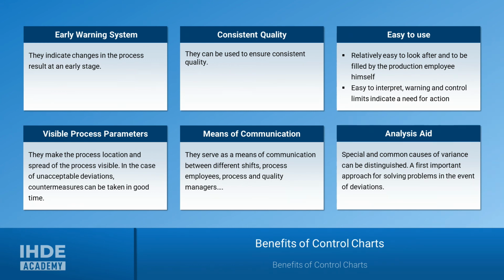Fourth, they make the process location and fluctuations in the process visible. In the event of unacceptable deviations, countermeasures can be taken in good time. Fifth, they serve as a means of communication between different shifts, process employees, process and quality managers, etc. And finally, they are an analysis aid. Special and common causes of fluctuations can be distinguished. A first important approach to solving problems in the event of deviations.